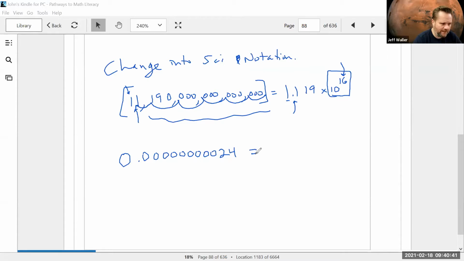Kind of sucks counting these zeros, I know, but where do I want to move the decimal? It's obviously right there. I want it to end up where? After the 4? No, because then there would be 2 digits in front of it. So after the 2. So how many times do I have to move it? 1, 2, 3, 4, 5, 6, 7, 8, 9, 10.